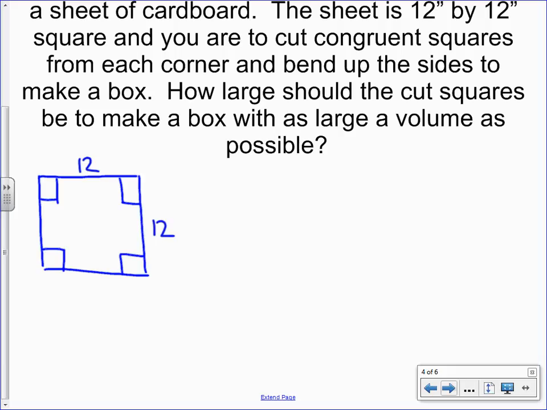Is it going to be a box with an open top, or is it just going to be open? That's an open top. It's a box with an open top, because what we're going to do is cut these squares and fold it up. So we want to know how big to cut these squares. I'm going to label these squares as x by x. That would be a square, right?